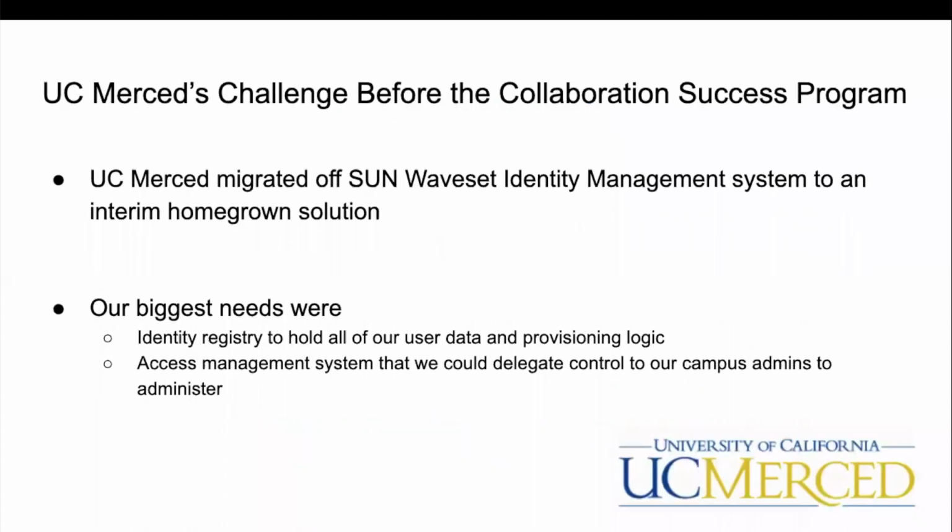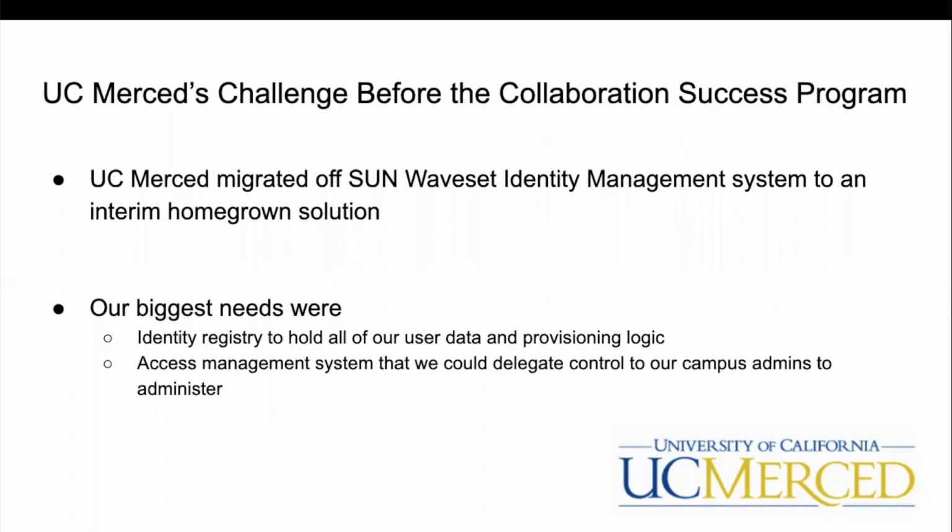Yes, this is John Kaminga from UC Merced. So UC Merced migrated off of our Sun Waveset identity management system to this interim homegrown solution, mainly because after searching for a complete identity management system for higher education, we couldn't find one to fit our needs. So what we ended up with was this hodgepodge set of tools and code to provision users and control their access. We had Shibboleth and CAS for single sign-on, some Angular front end, Java for provisioning logic, an Oracle database, and then a bunch of LDAP attributes for access management.